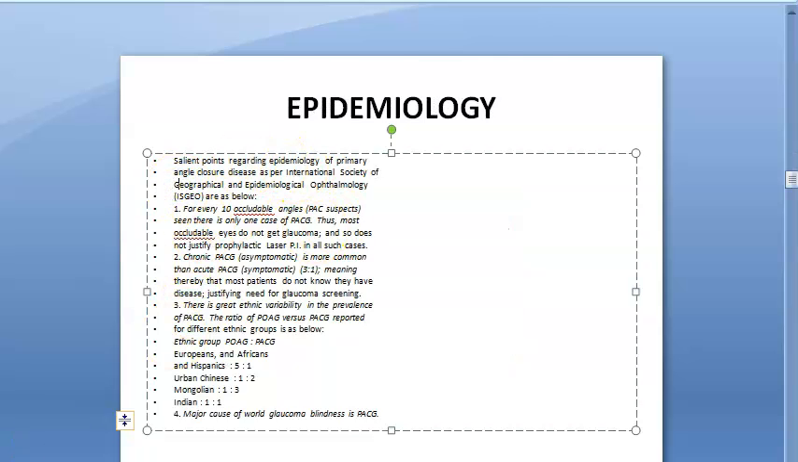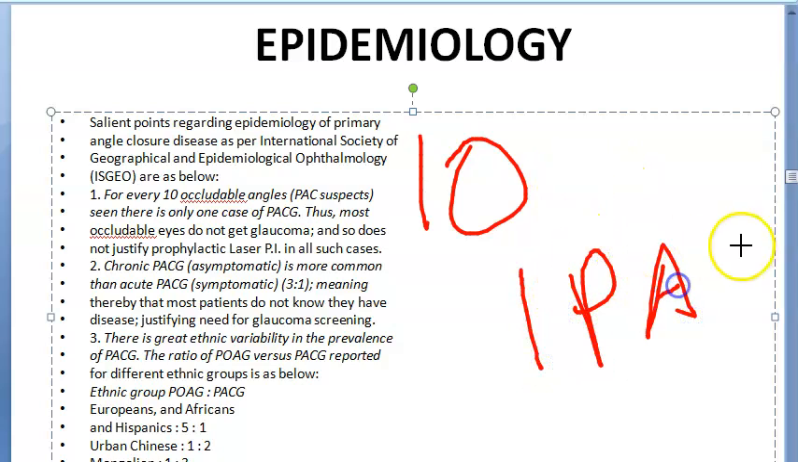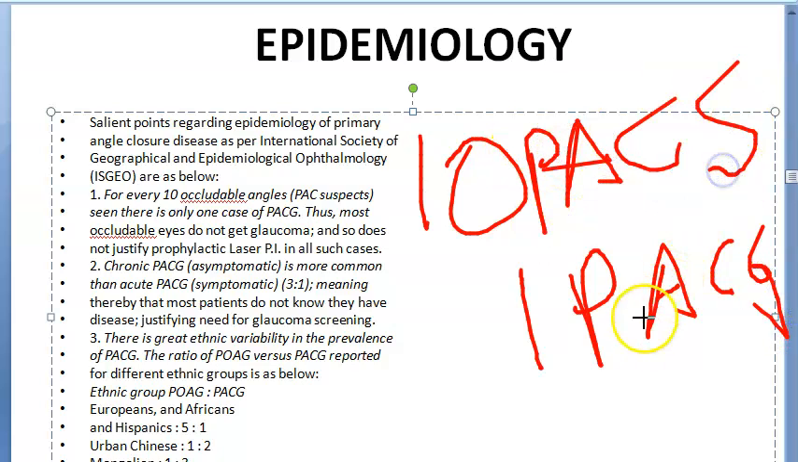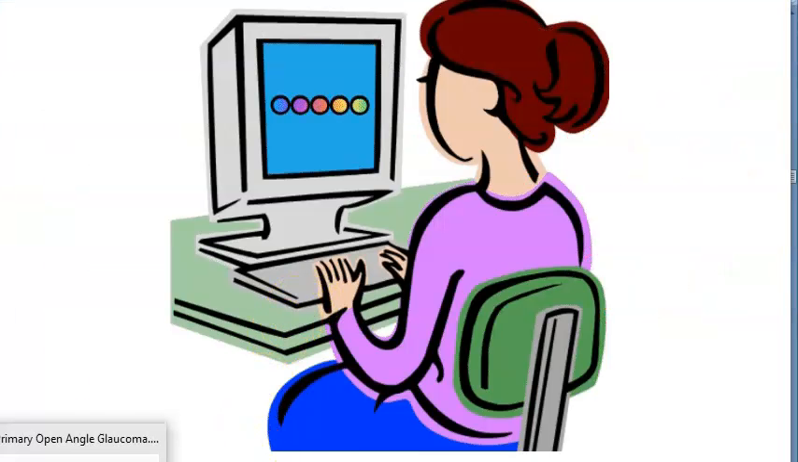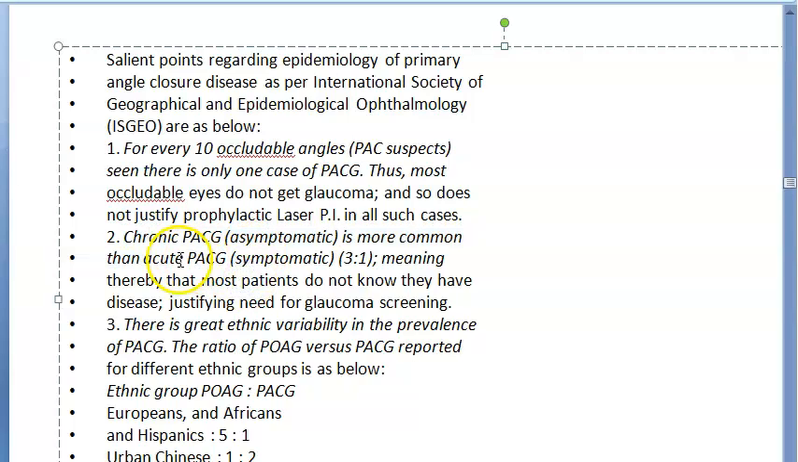So epidemiology, what are these? See, if you think there are 10 people who are angle closure suspects, that means they have grade 2 or grade 1 probably, right? Then you'll have only one case of primary angle closure glaucoma. So for 10 primary angle closure suspects, you'll have only one primary angle closure glaucoma. So they're saying it's not very common, because even though you know they are suspects, there's just how many, 10% chance? Yes. Chronic primary angle closure glaucoma is more common. This we already told you, right? Chronic condition is more common than the acute one.